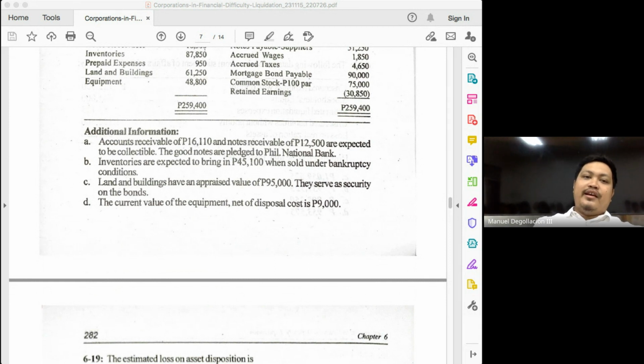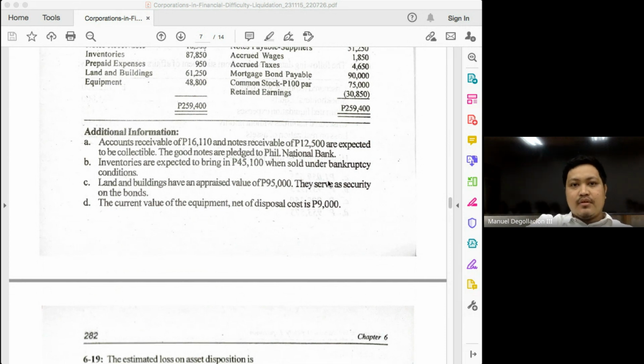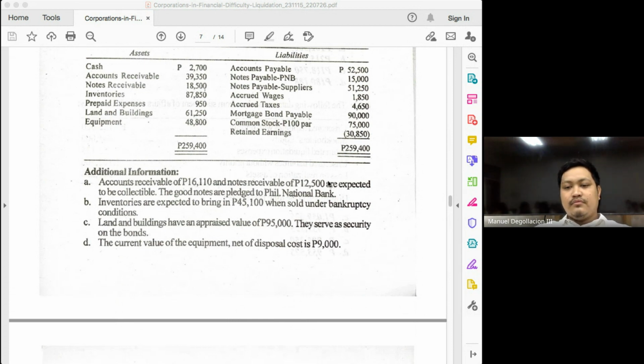And then third is, let's start with unsecured without priority class. Di ba I asked you to jot down the total of unsecured without priority? It was 103,750. And to get the amount they will recover, you simply multiply them with a recovery rate of 67%. How much will that give you? 69,512.5.